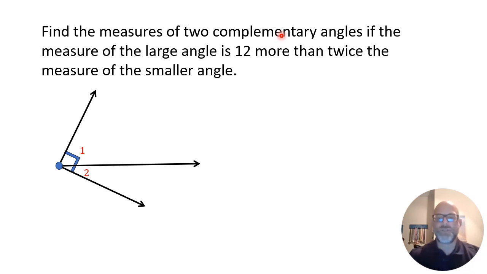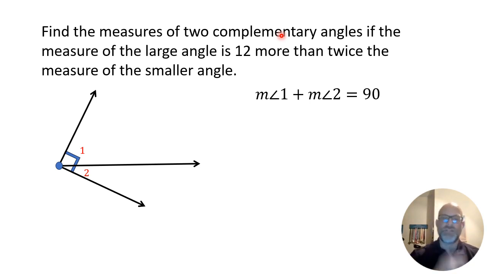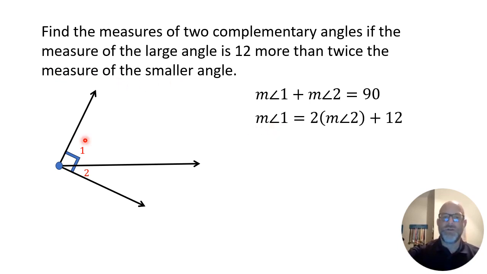Angle 1 plus angle 2 equals 90. The measure of angle 1 plus the measure of angle 2 equals 90 degrees. What's the less obvious fact, but it's still clearly in the verbiage? It says the large angle is 12 more than twice the measure of the smaller. The measure of angle 1, which is my larger angle, is twice the measure of angle 2 plus 12. The large angle is 12 more than twice the smaller. The larger angle is twice the smaller plus 12.